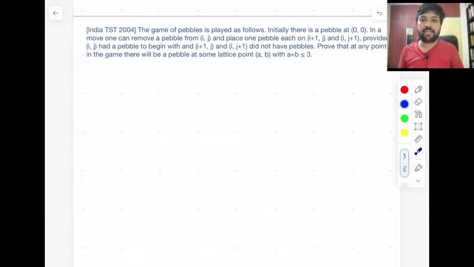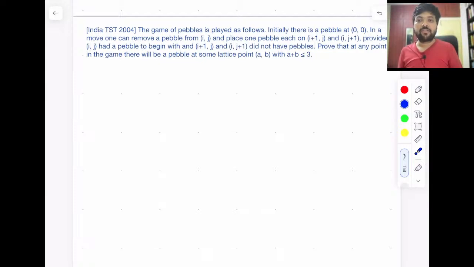So this is the Indian TST 2004 problem, where there's a game of pebbles that is played as follows. Initially there is a pebble at (0,0). In a move, one can remove a pebble from (i,j) and then place one pebble at each of (i+1,j) and (i,j+1), provided that (i,j) had a pebble to begin with and the other two did not have a pebble.